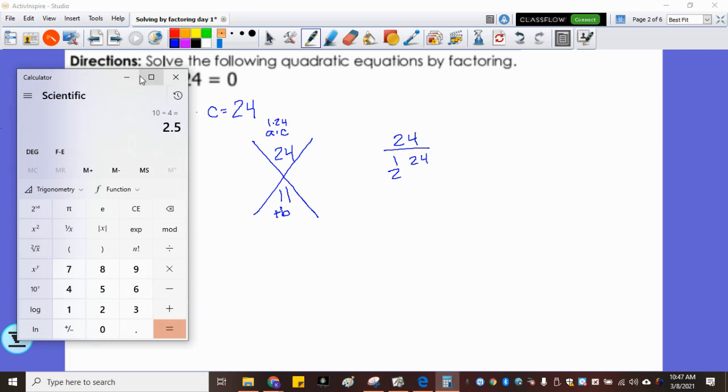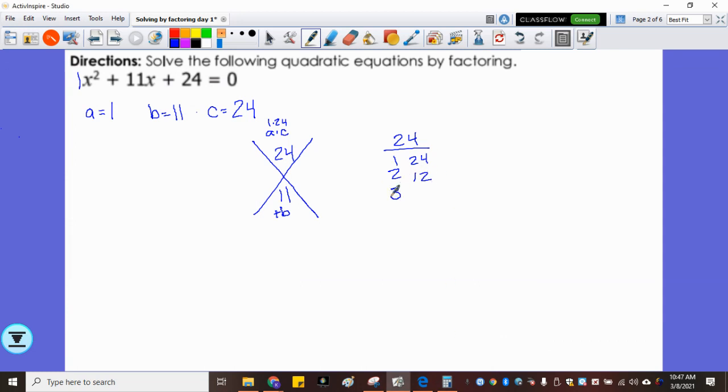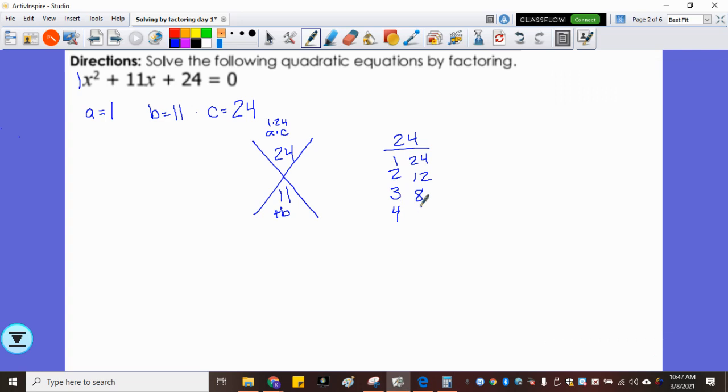And get your calculator. 24 divided by 2 is 12, 3, 8, 4, 6. 5 doesn't go into it because it doesn't end in 5 or 0. And 6 is my next number. So it has to be one of these 4 sets of numbers, because all of them multiply to 24, but which add to 11?